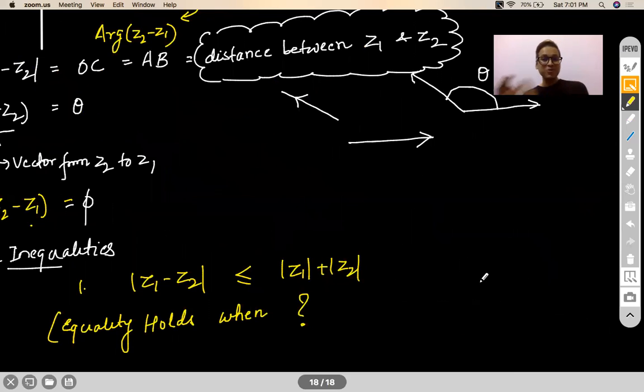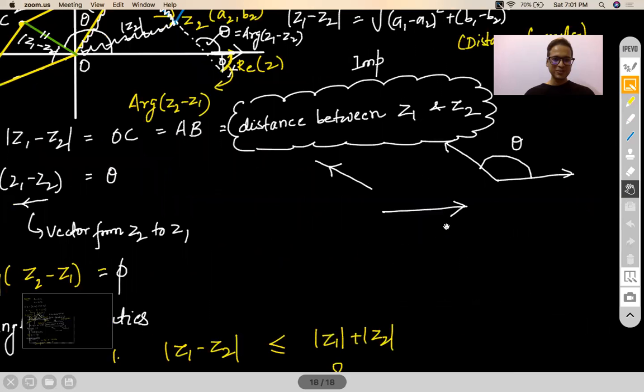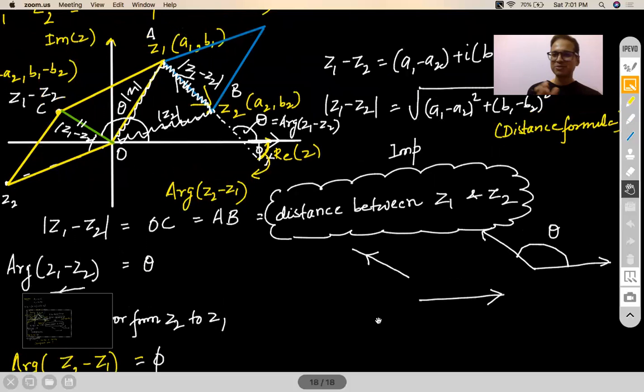The equality holds when? Who will finish that up? Talk in terms of argument, etc. Don't say, sir, the angle becomes, it collapses or whatever. I don't want that geometrical meaning. I want the technical word to be used. When do you think mod Z1 minus Z2 will become equal to mod Z1 plus mod Z2?